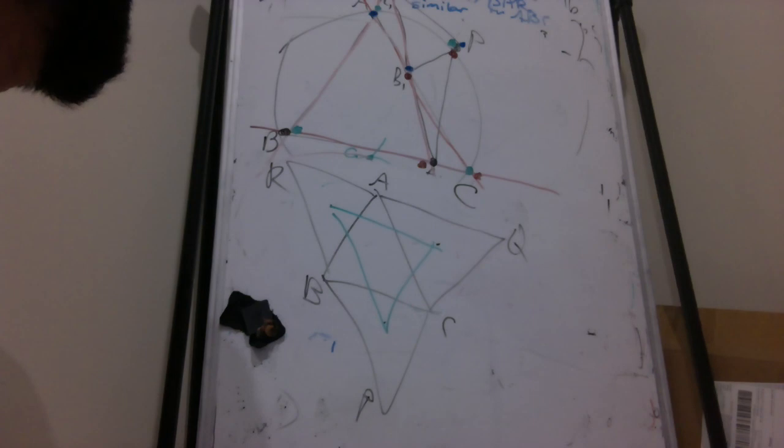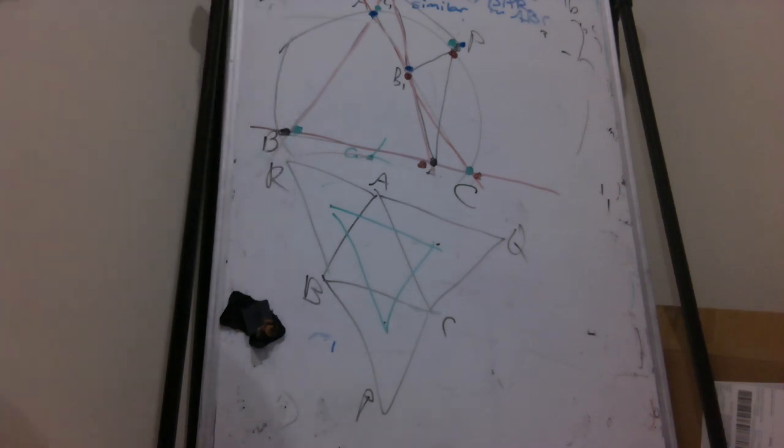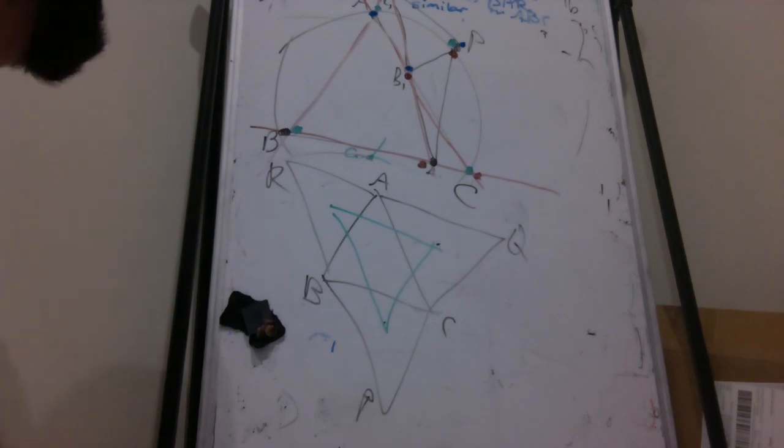Are you sure it's PCB, CQA, and BAR? Yes, it is. Why? The way they're similar, which order is it again? Which order are the similar triangles in? Can you just write it down, the way they said it? You have to do it the way they said, otherwise it won't work. Are you sure it's PCB, CQA, and BAR? Because that doesn't. PCB, CQA, BAR. Wait.